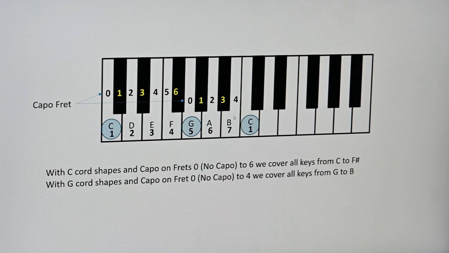So I can cover all of the keys that I could possibly play in if I just use the C and G shapes and move the capo somewhere between 0 and the 6th fret.